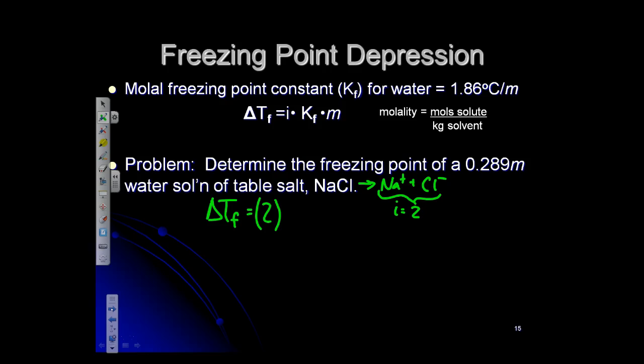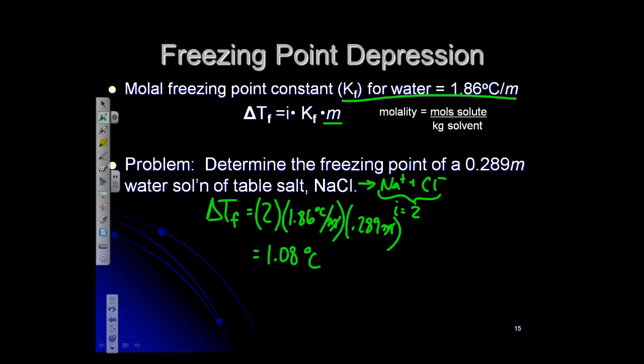Then I'm going to multiply it by my Kf. This is something that would be given to you, and for water, it's 1.86 degrees C per molal. And then I plug in my molality, 0.289 molal. Molality cancels out. All I'm left with are degrees C, and that makes sense for a change in temperature. And I end up with 1.08 degrees C.